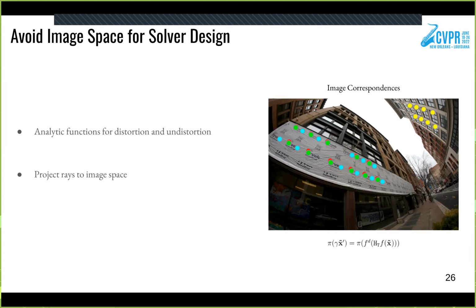So what you would like to do is just go one way and work in the real projective plane. That's how these solvers are typically designed. And you sidestep some of these more complicated issues compared to working in the image space directly.